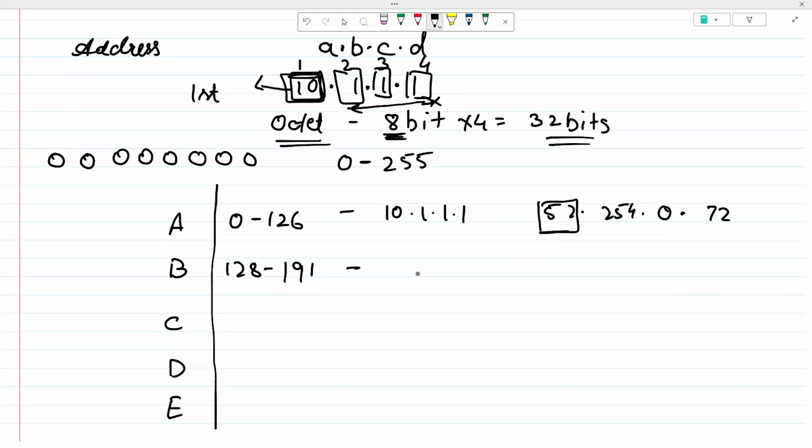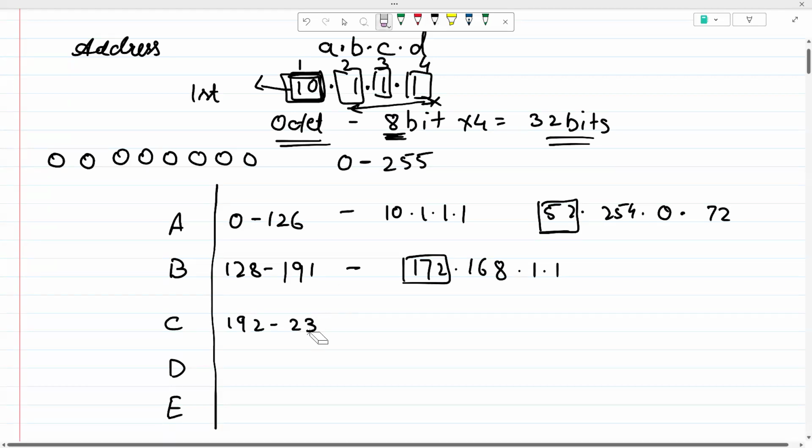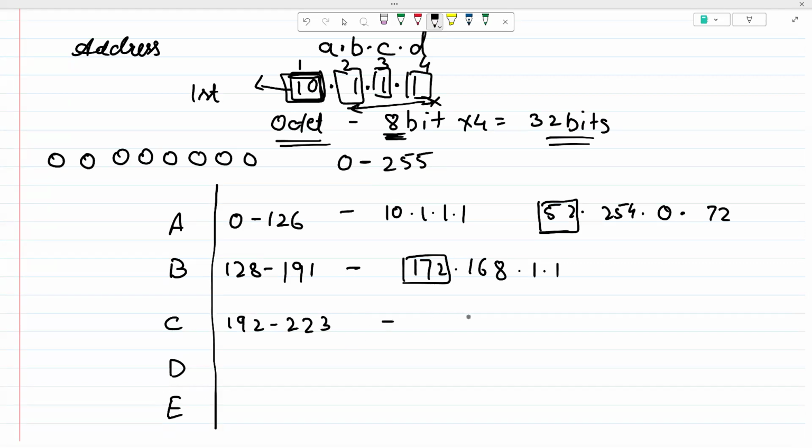So an IP address, if I write it as 172.168.1.1, this is a class B IP address because the first octet is between 128 and 191. The next is 192 to 223. Sorry, not 238, I'm sorry, 223. So if I write an IP address, say 200.10.11.12, this is a class C IP address because the first octet is 200.